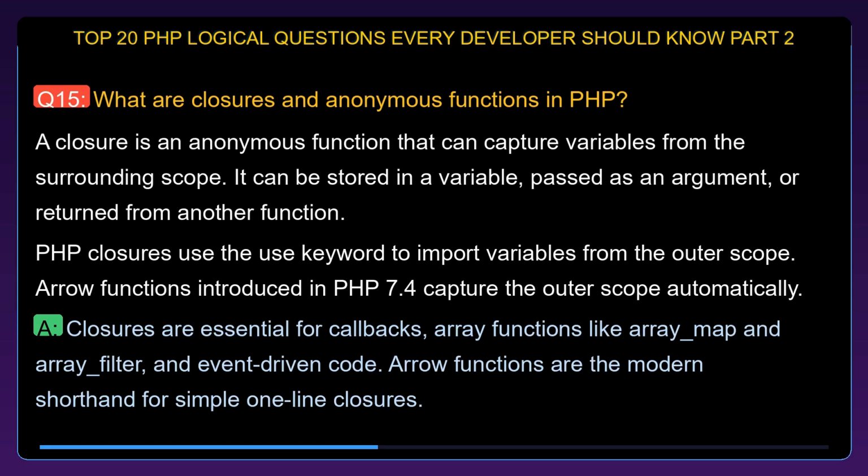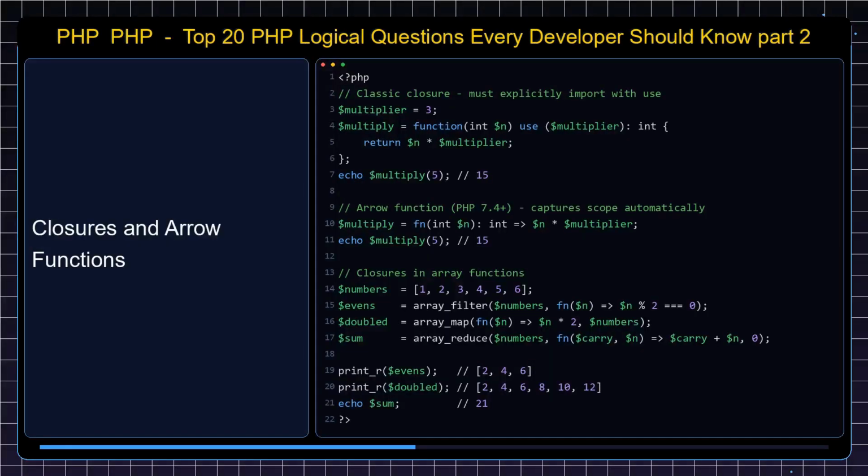Closures are essential for callbacks, array functions like array_map and array_filter, and event-driven code. Arrow functions are the modern shorthand for simple one-line closures. Closures and arrow functions.